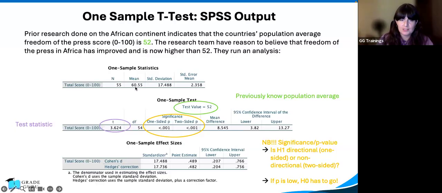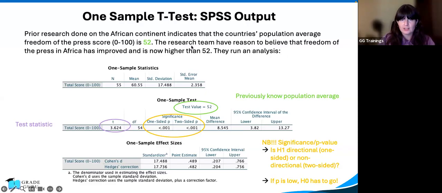So the sample mean was 60.55. So basically you're comparing this mean against 52. Your t value, which represents the t obtained, is 3.624. And of course, your p-value. Now you've got to choose your one-sided or your two-sided p depending on your H1. Was it directional or non-directional? In this particular example, they do have a directional H1.